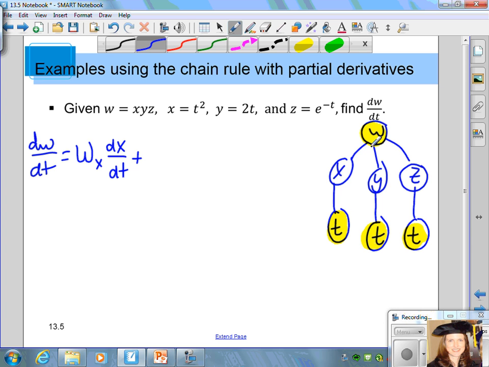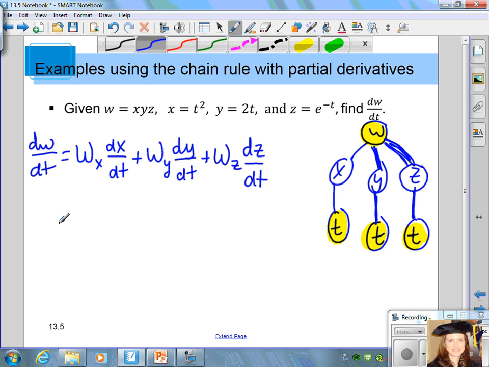Plus, moving down this way, the derivative of w with respect to y. It's a partial derivative, so we can use this notation w with a subscript y times the derivative of y with respect to t, dy over dt. Plus, now it's going on this last branch down, the partial derivative of w with respect to z. We can use this notation times the derivative of z with respect to t, so dz over dt.